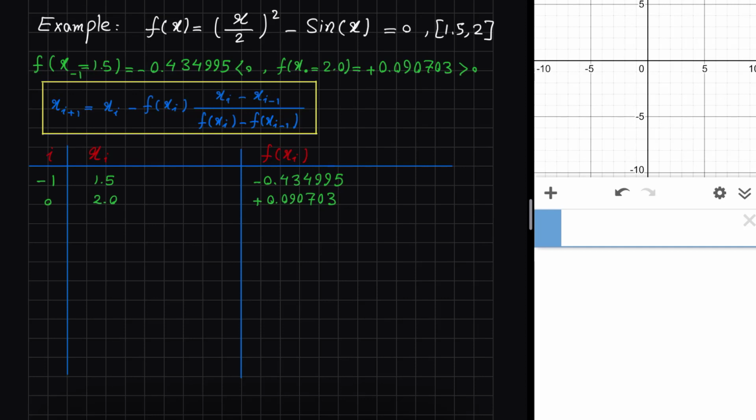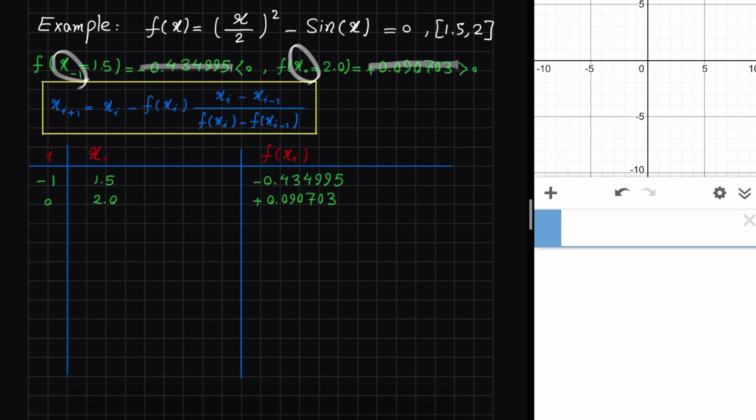Okay, let's take a look at the example that we used for the bisection method and false position method. We have this function f(x) equals (x/2)^2 minus sin x in the interval 1.5 and 2. And as you can see, the value of f(x) at 1.5 is given here, and also at 2 is given here, and we consider 1.5 as x subscript minus 1 and 2 as x0.